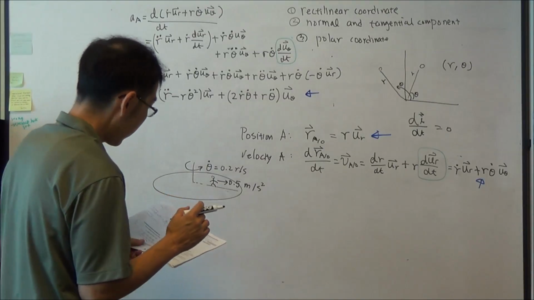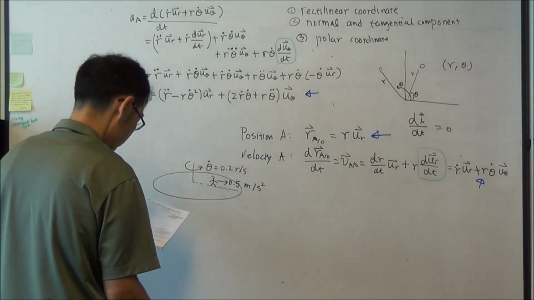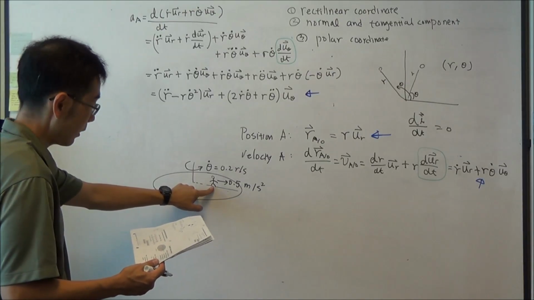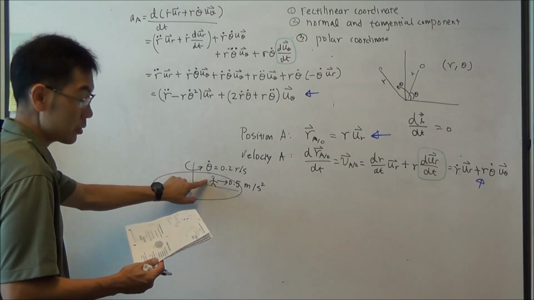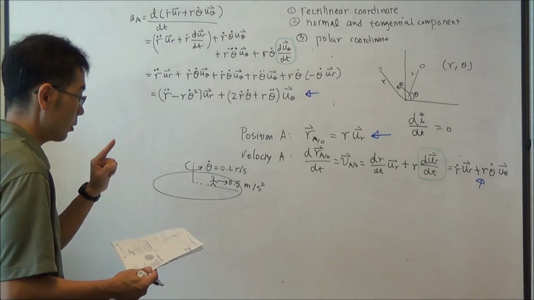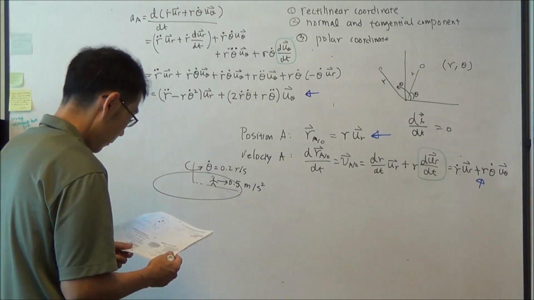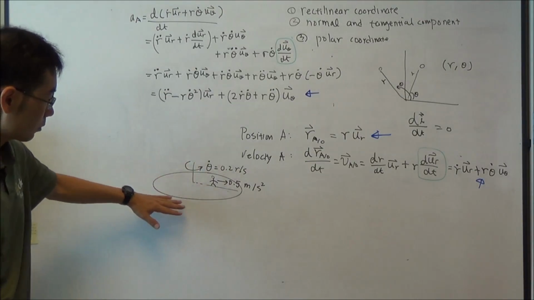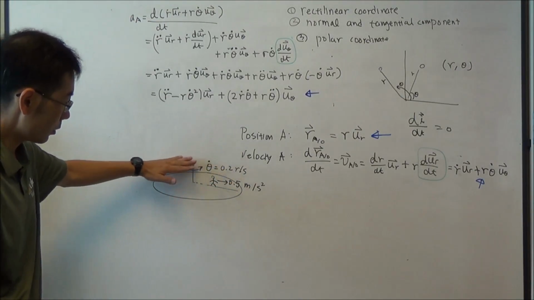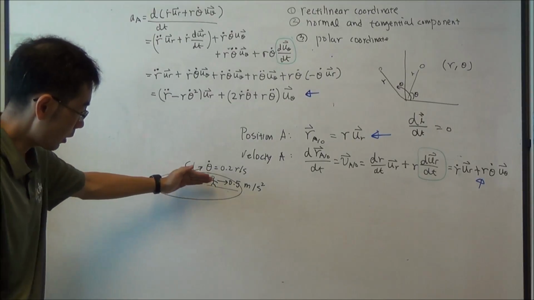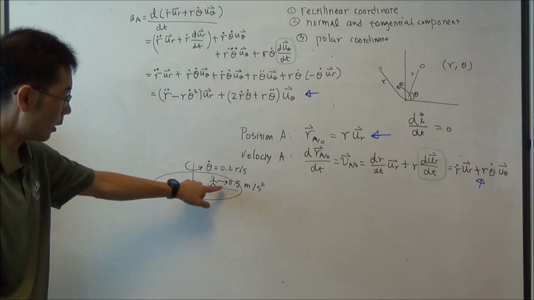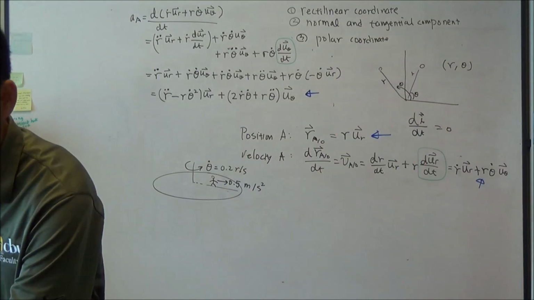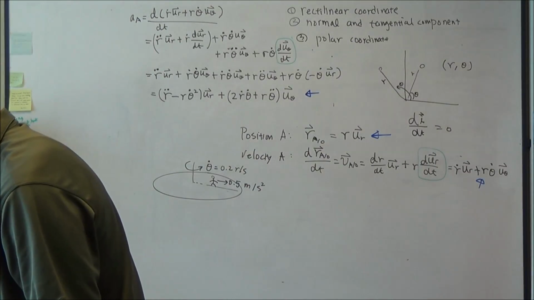So let's try to find the radial and transverse components of velocity and acceleration of this person at time equal to 2. Everything is rotating, and some person is running out from the center at constant acceleration, which is 0.5 meter per second squared. So let's try to find the answer.